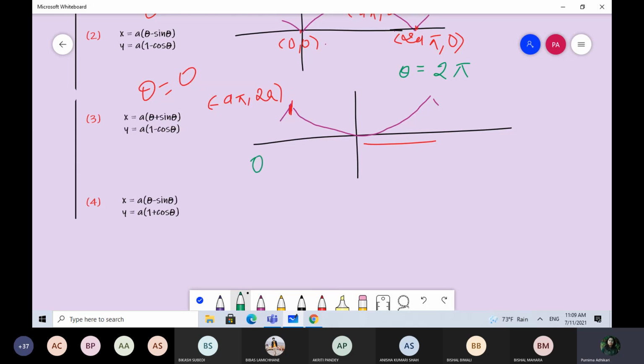Here, what is the value of theta here? So minus pi. Yes. And this middle point, you are very well aware; I'm not going to talk about it. What about this point? This is theta equal to pi, and it's a pi comma 2a. Very good. Okay. So similarly, we can draw the last curve.